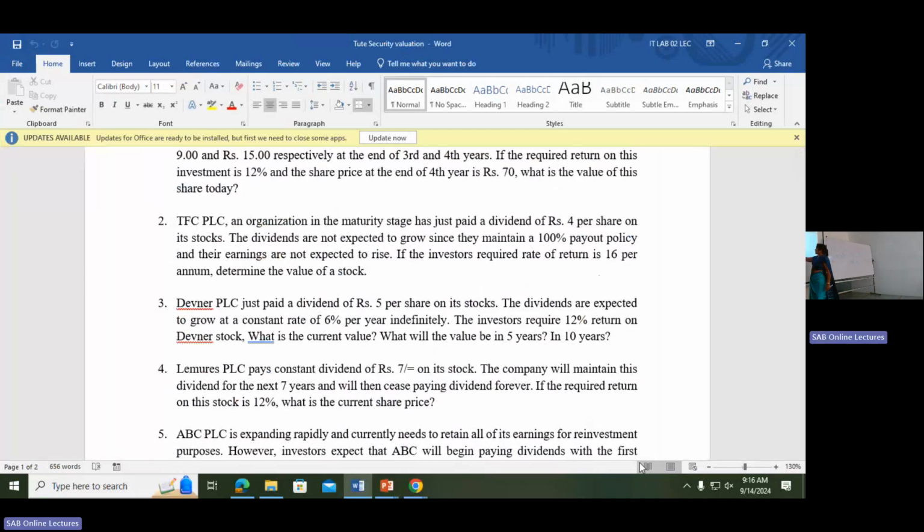Now look at this in your tutorial, question number 3. Devadna PLC just paid a dividend of 5 rupees per share on its stock. Dividends are expected to grow at a constant rate of 6% per year indefinitely. The investors' required rate of return is 12% on the company's stock. What is the current value? What will be the value in 5 years and in 10 years?